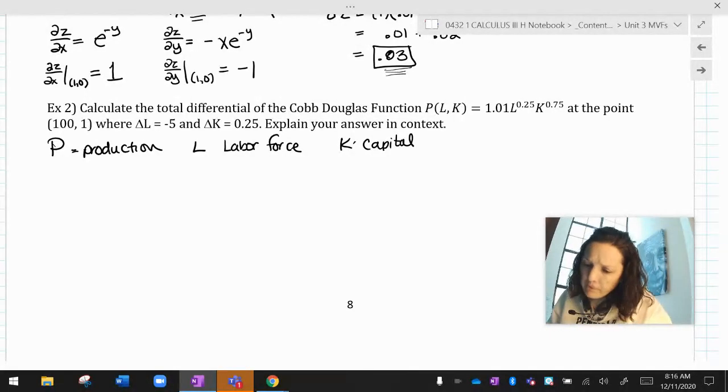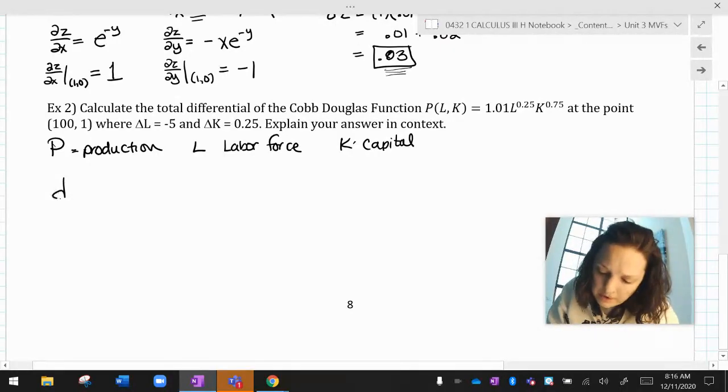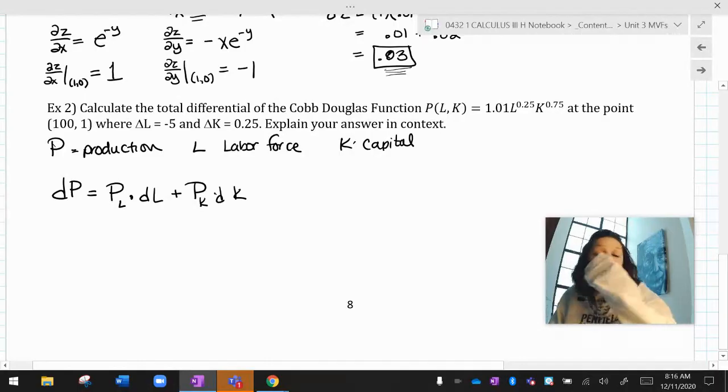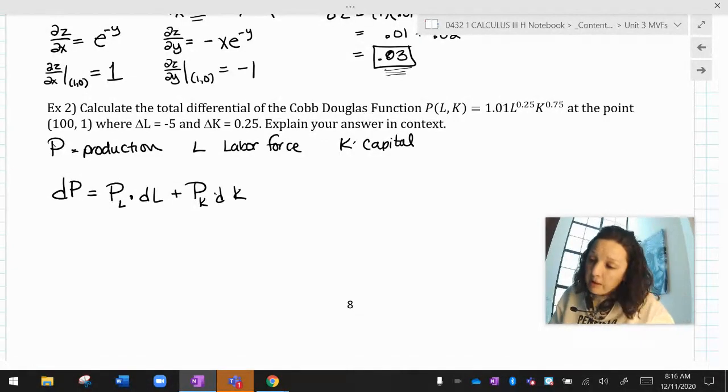All right. I want the total differential of the Cobb-Douglas production function. So really, I want dP is going to be P sub L times delta L plus P sub K times delta K. Or if I don't want to write delta L and delta K, really I'm using the differentials, dL and dK. I don't care how you write it. Fine, I need P sub L and P sub K.